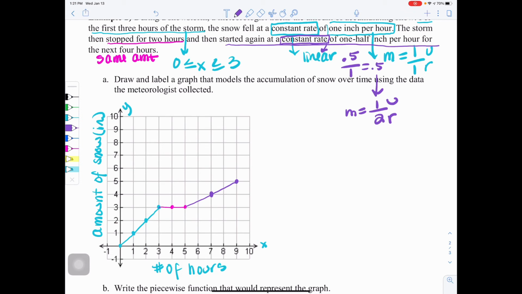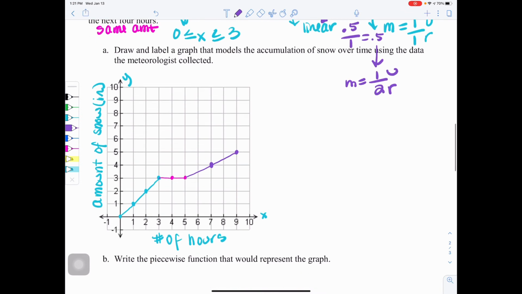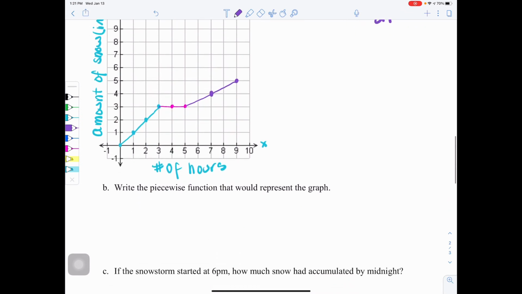So now that we've drawn the graph, it says write a piecewise function that would represent this graph. So we have 3 pieces, 1, 2, 3. So thinking back to what we've learned already, we need to write one for each piece. So if I'm looking at piece 1, I'm going to pick 2 points, and I see I'm going up 1 to the right 1, which we knew from before.